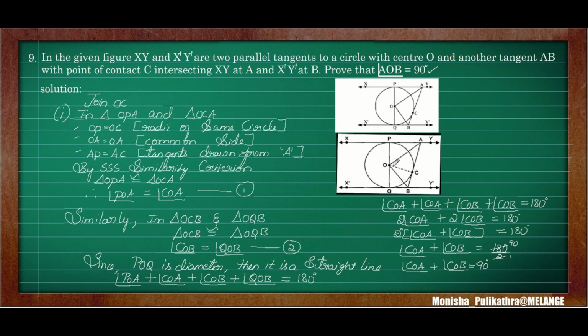If we add these two things, COA and COB, we will get a triangle AOB here, right? So instead of COA and COB, we can write it as AOB. So angle AOB is equal to 90 degree, which is what is asked in the question. We need to prove AOB is equal to 90 degree. We have proved it. Okay. Hence proved.